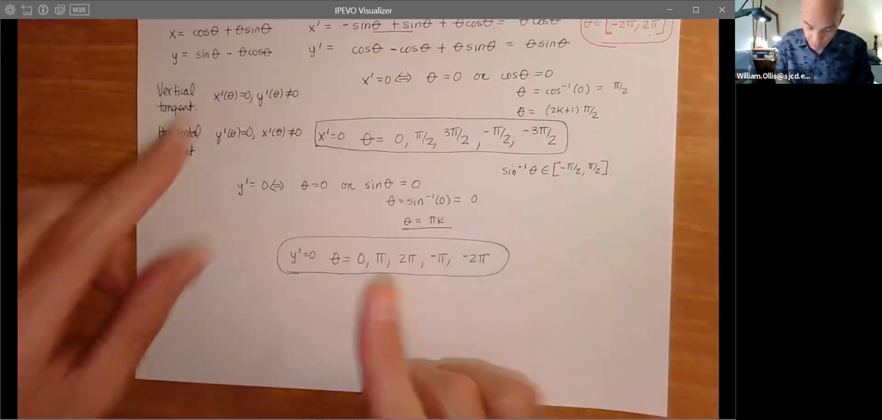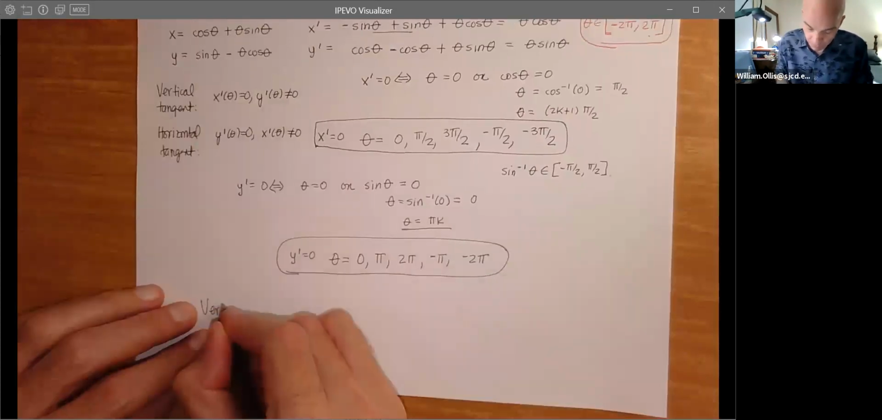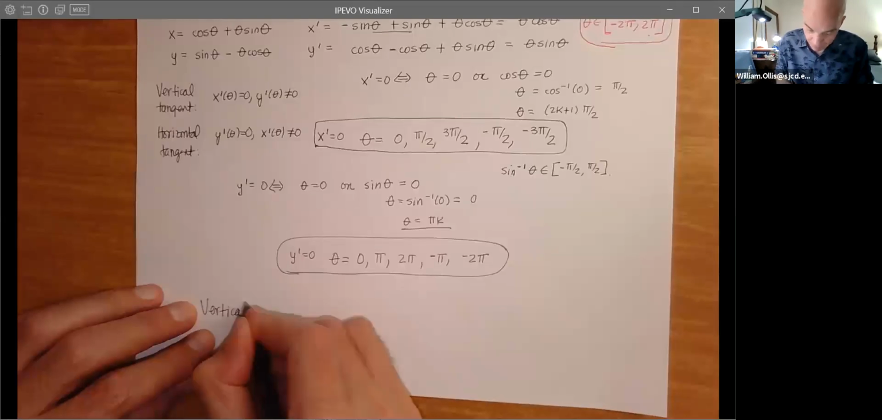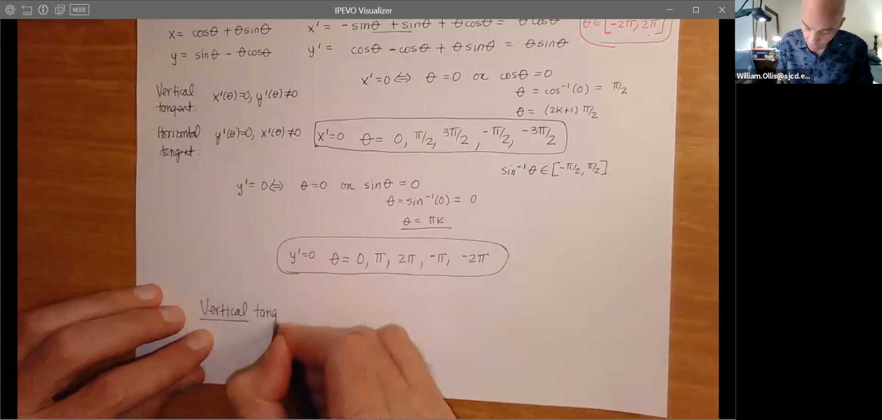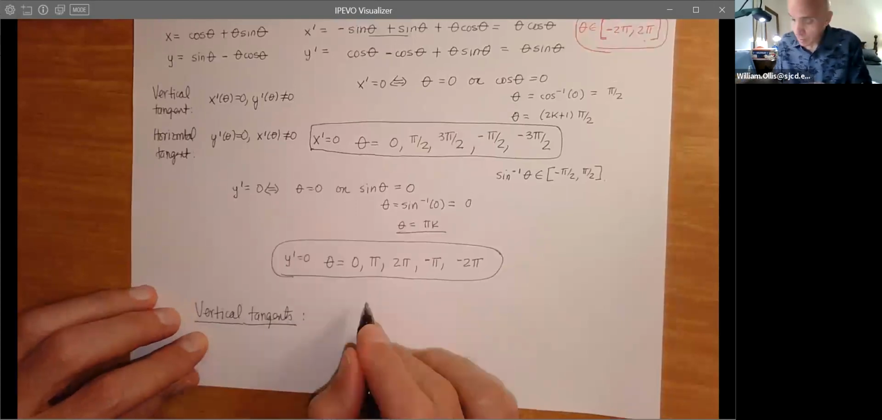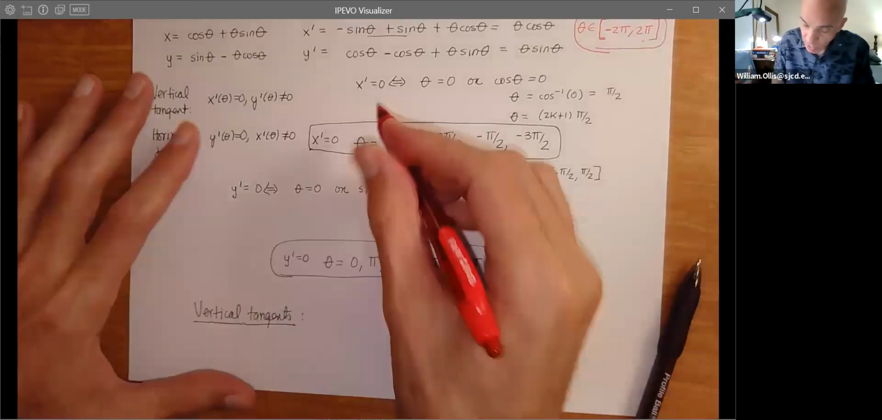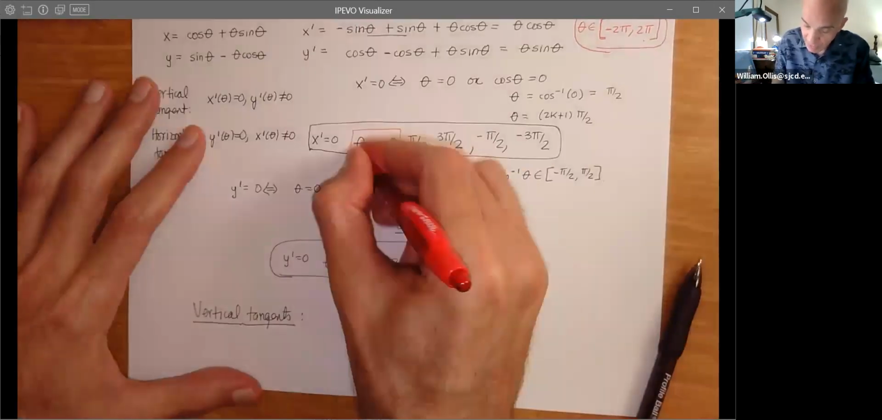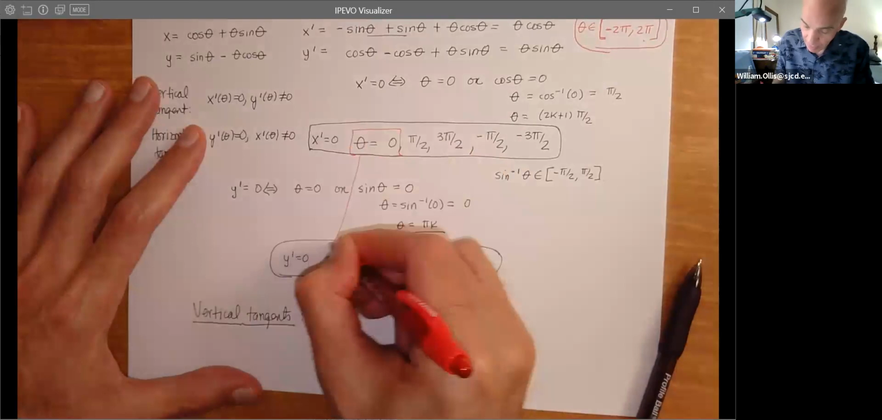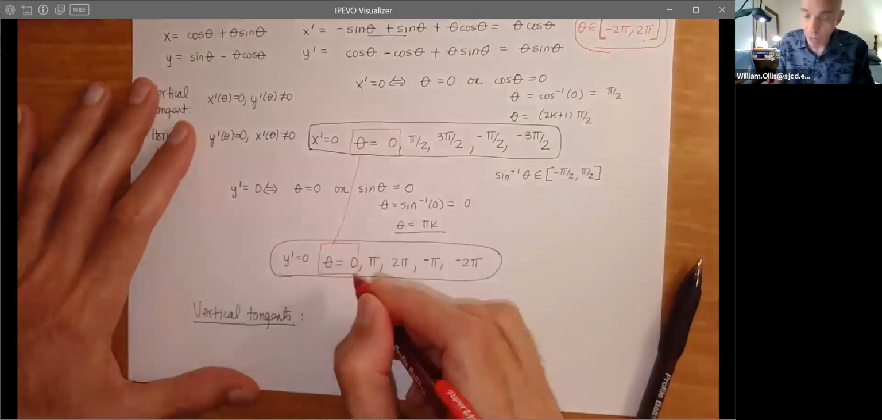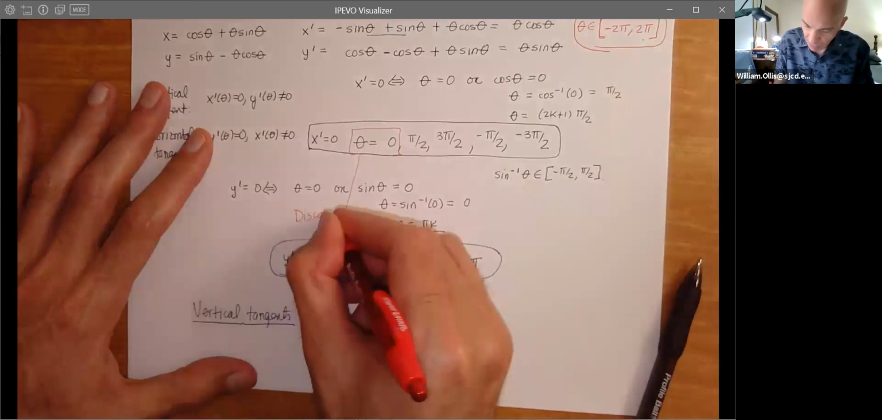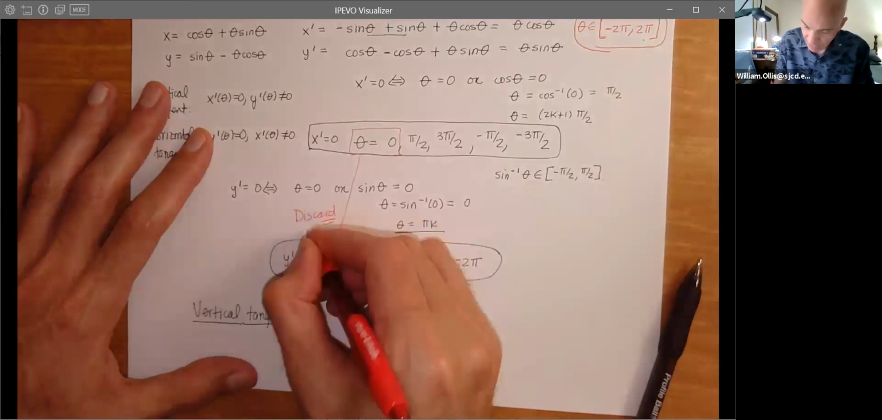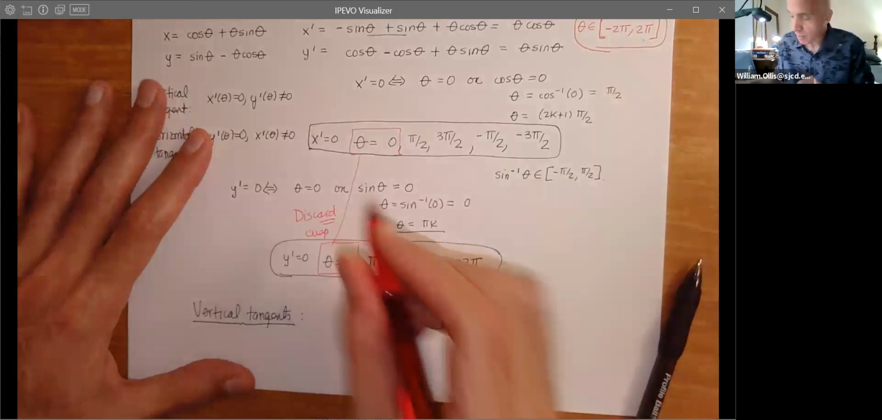So now what we can see here, ladies and gentlemen, is that for the vertical tangents, where will they occur? Again, the 0, 0 is an issue. That's no good. That's where we got x prime and y prime simultaneously 0. So that's a discard there. That's a cusp. So that's a discard. So we don't have anything there.